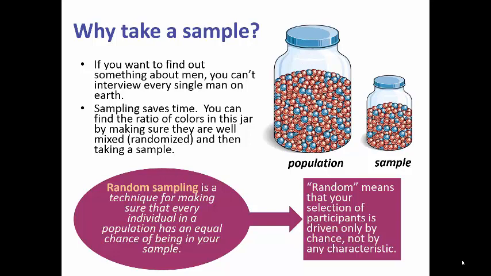Now, that's only done in random sampling. If we looked at the population, which is the jar on the left, and then we looked at the sample, there might be some differences, but overall it would be very similar proportion. Random sampling is a technique for making sure that every individual in a population has an equal chance of being in your sample. So the selection of your participants is driven only by chance and not by any characteristic alone. But often that doesn't work.